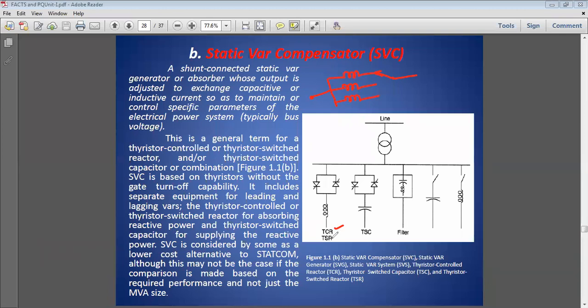So under such a condition, if the value of the reactor is controlled in steps, it is called a thyristor switched reactor. Now similarly, the capacitor value cannot be controlled smoothly. Therefore, it is always a thyristor switched capacitor. So these are the two different types. It is already explained, so we are not going into these in detail.